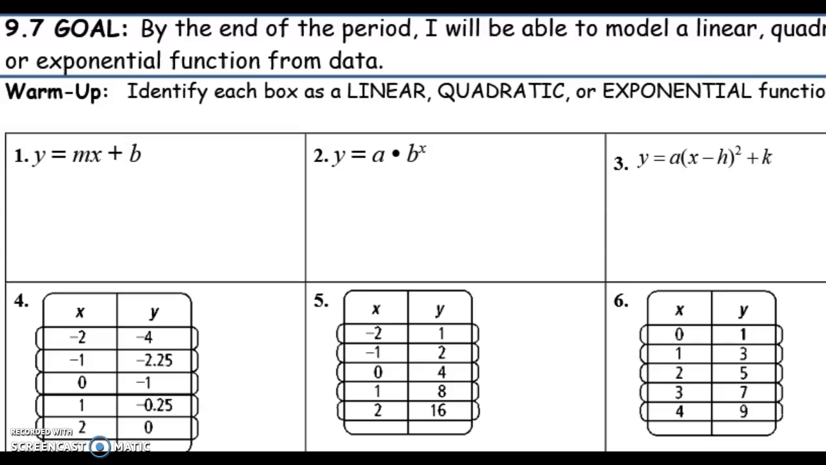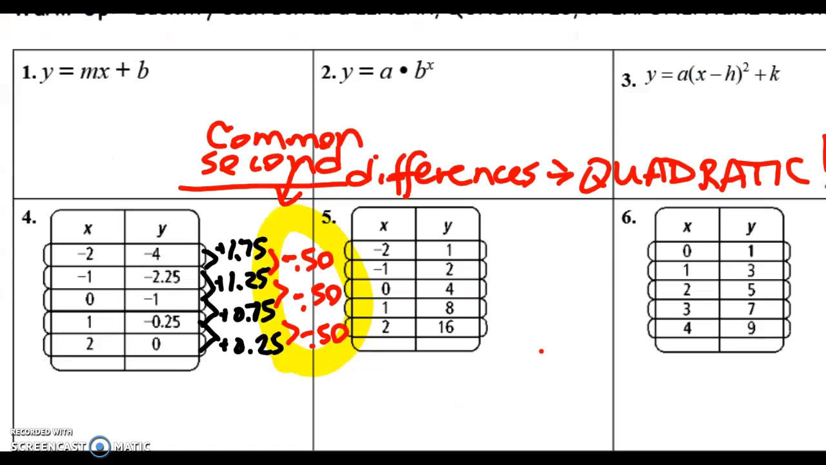That's why we wanted to introduce to you the idea of common second differences. So go ahead and see what's happening to go from one y to the next, and then do it again. Do you see that? Even though the first set of differences didn't show us a pattern, the second set of differences showed us the same thing happening all over again. Those common second differences are a mark of a quadratic relationship.